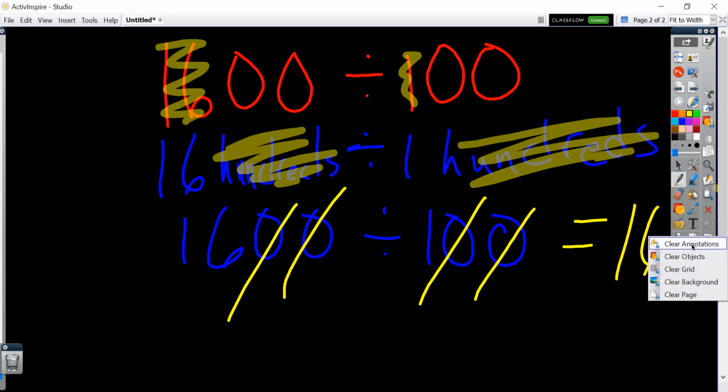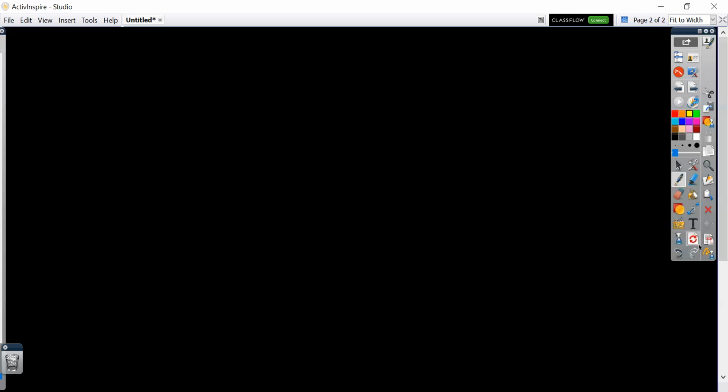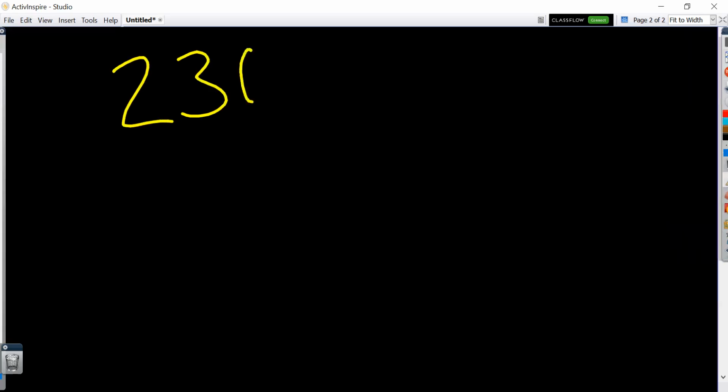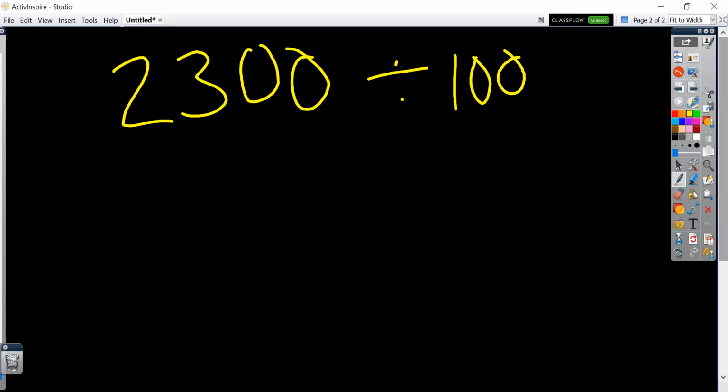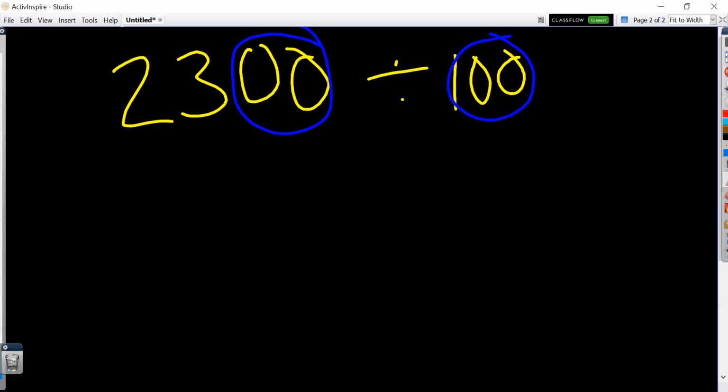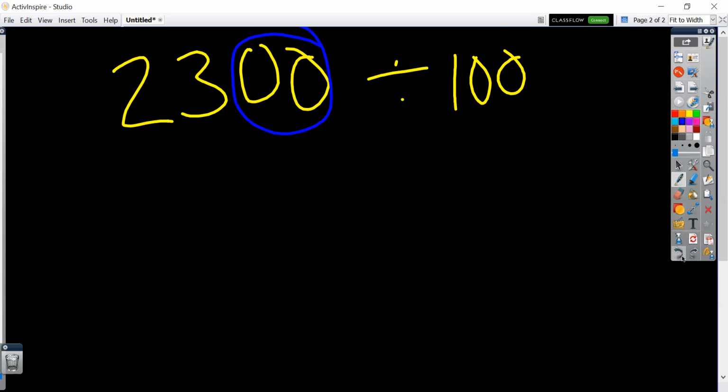So that's unit form. Let me do one more like that, and then we'll shift over to a different style. What if we do 2300 divided by 100? Now, for those people, you can just visualize the step of turning it into unit form, because you know that hundreds divided by hundreds is just 1. So we're really looking at 23 divided by 1.